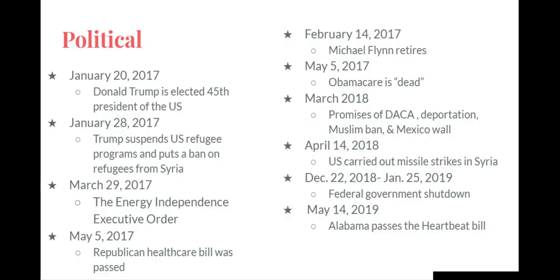So, in the start of his presidency, Trump suspends all U.S. refugee programs and puts a 90-day ban on refugees from Syria, anyone arriving from Iraq, Syria, Iran, Libya, Somalia, Sudan, and Yemen, except for certain visa categories such as diplomats. Then, in February 2017, Michael Flynn, Trump's national security advisor, resigns over allegations that he discussed U.S. sanctions with Russia before Donald Trump took office.